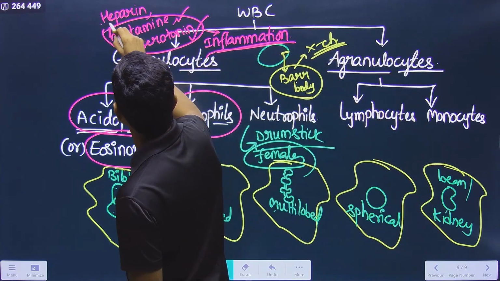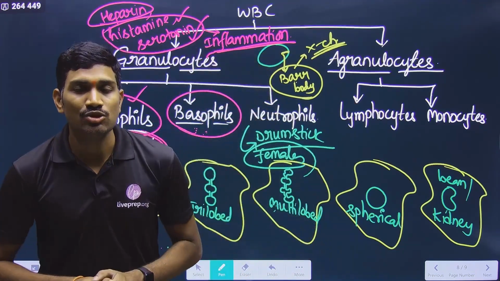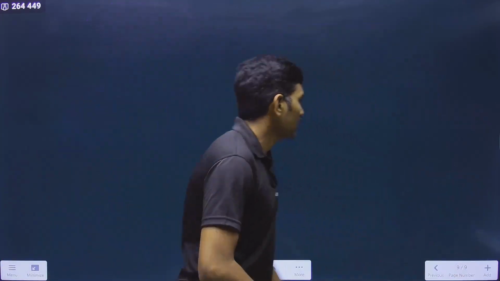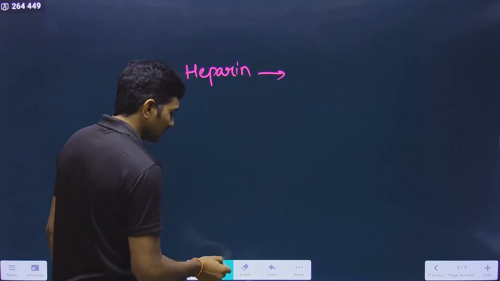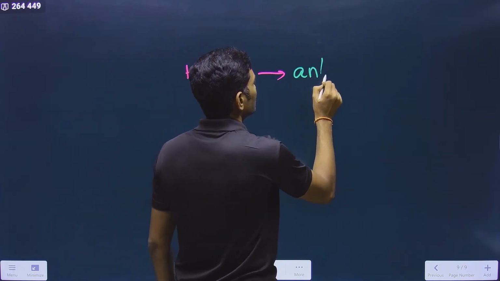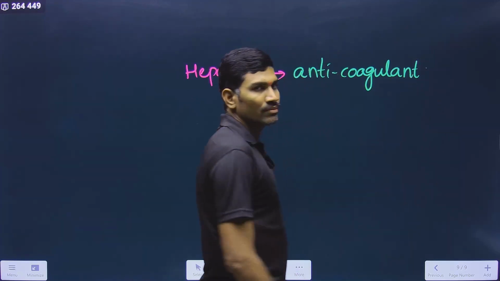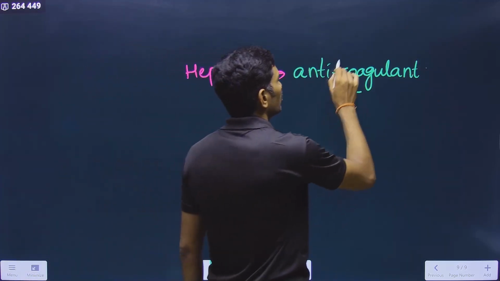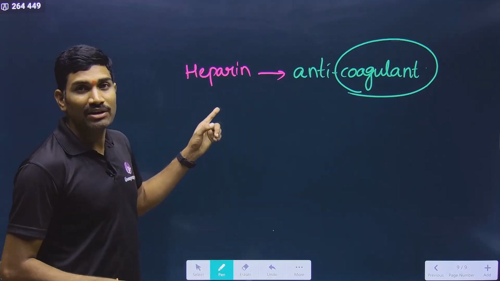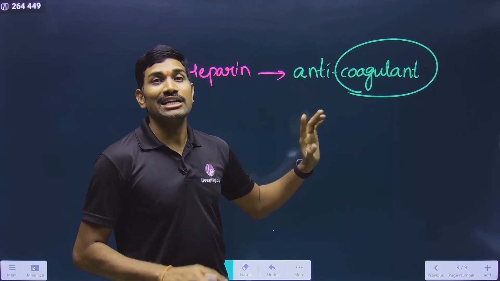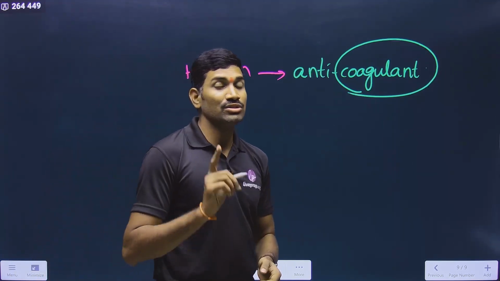And basophils are also releasing another chemical that is called heparin. Very, very important one. Heparin is called an anticoagulant. Please observe carefully. What is this anticoagulant? Coagulation is the clotting of the blood. But what is the heparin function? Anticoagulant, anti-clotting. Anti-clotting means what? Heparin will prevent clotting of the blood. This is a very, very important point.